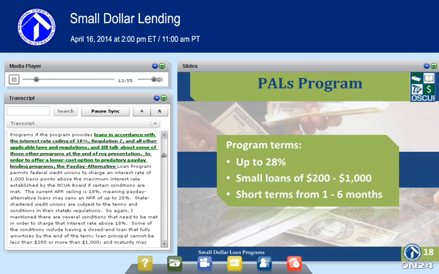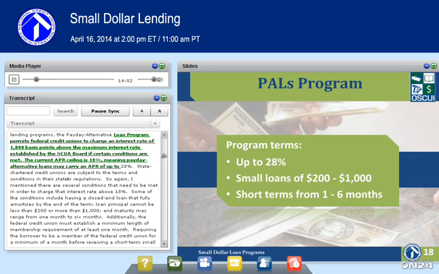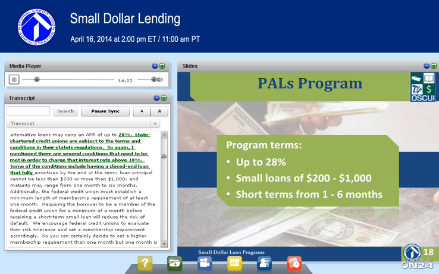In order to offer a lower cost option to predatory payday lending programs, the Payday Alternative Loan Program permits federal credit unions to charge an interest rate of 1,000 basis points above the maximum interest rate established by the NCUA board if certain conditions are met. The current APR ceiling is 18%, meaning payday alternative loans may carry an APR of up to 28%. State-chartered credit unions are subject to the terms and conditions in their state's regulations.